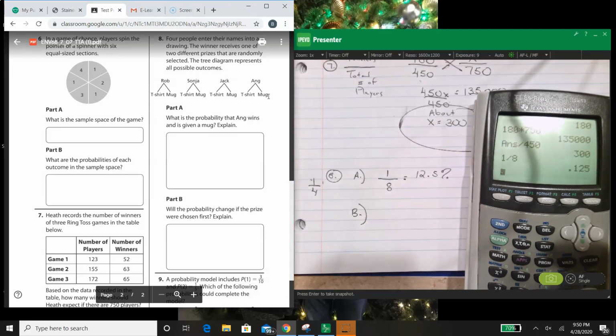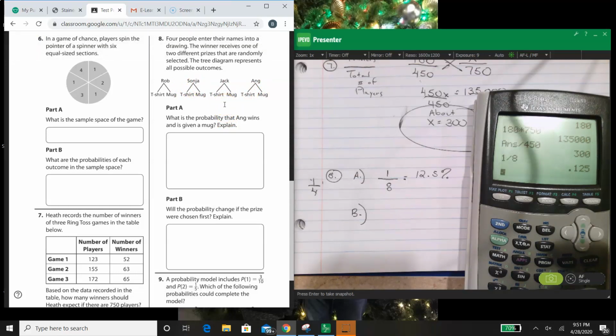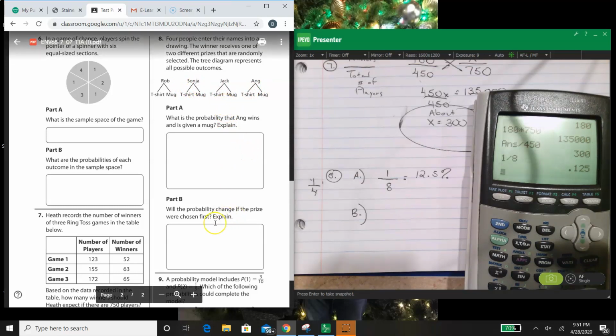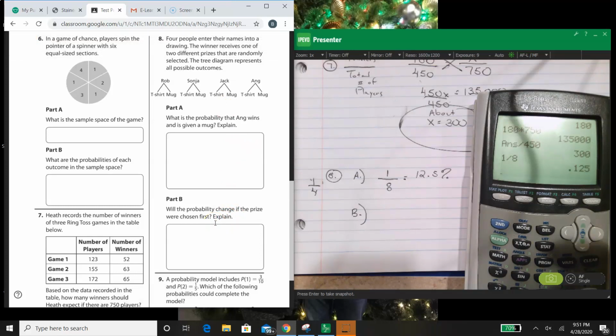So this time, guys, the prize is chosen first. How is that going to be different from the previous tree diagram that was provided? The first tree diagram, guys, showed the person was chosen first and then the prize. The second time they're asking for it here in part B, the prize is chosen first. So let's create a new tree diagram that's going to show this.